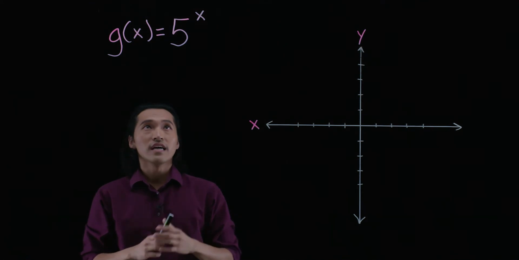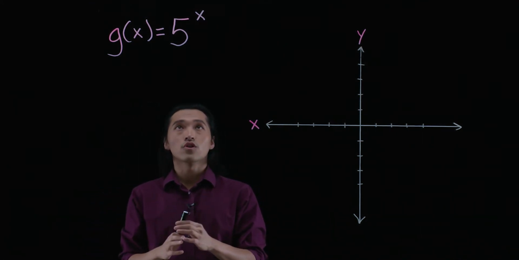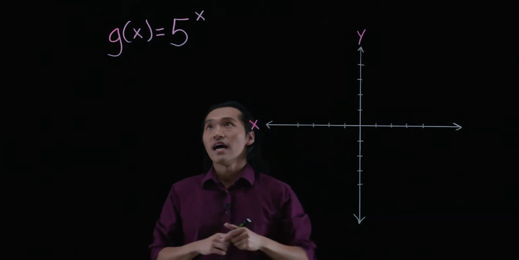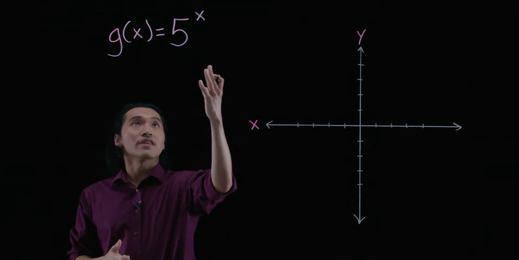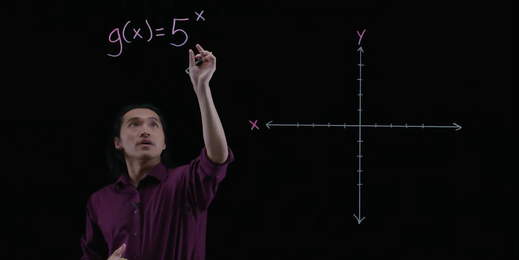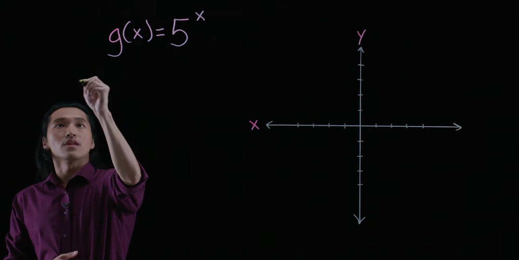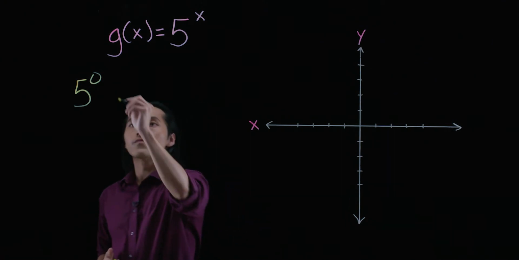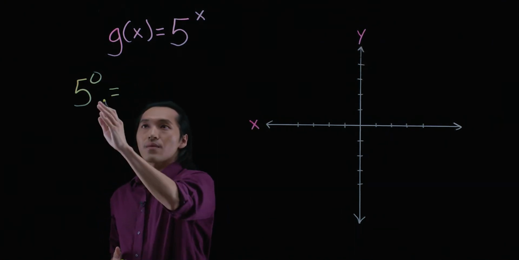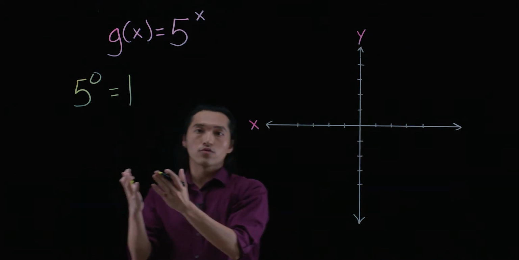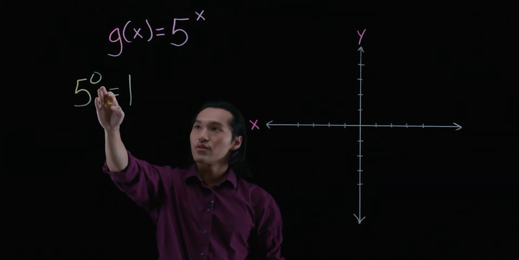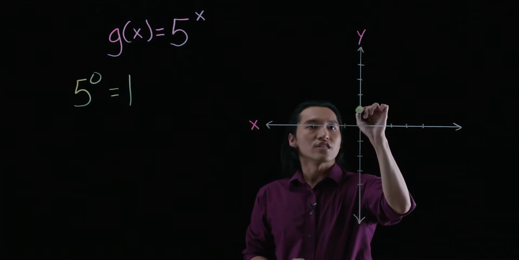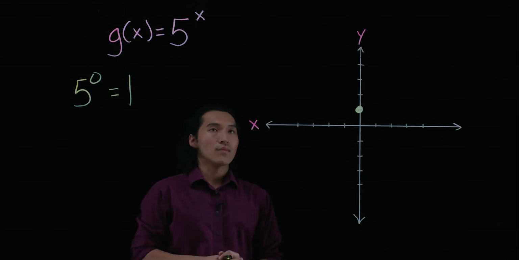What we can do is start by finding the intercepts. In other words, we can find the y-intercept, which is where x is equal to 0. To find that, we can plug 0 in for x. If we plug 0 in for x, we have a 0 in the exponent. And as we know, anything to the power of 0 is always going to be equal to 1. No matter what the base is, if the exponent is equal to 0, the answer is always 1. Therefore, we have a y-intercept at (0, 1).